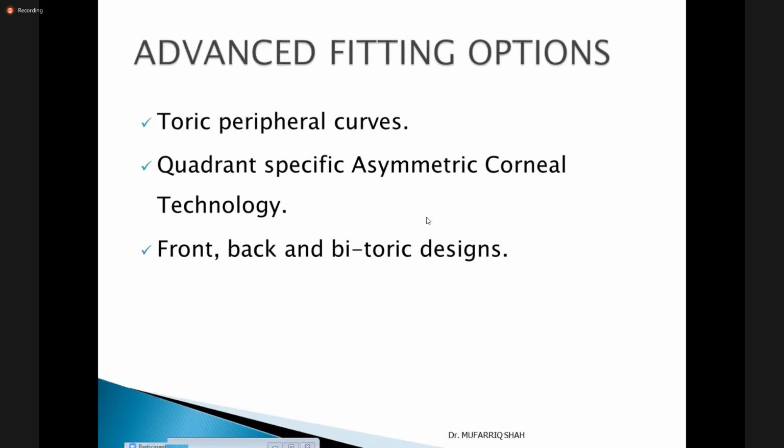Now, in the case of Rose K family lenses, advanced fitting options are available. That is, toric peripheral curves are available. Quadrant-specific asymmetrical technology, we will discuss later on. And front surface toric, back surface toric, and bitoric lens designs are available in Rose K family lenses.